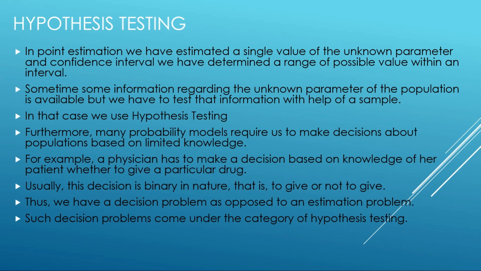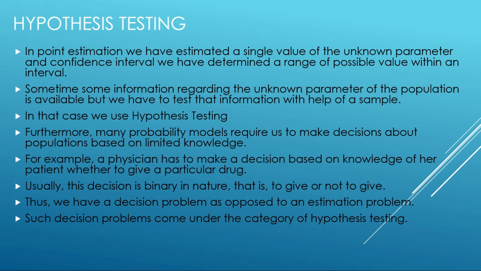Now, hypothesis testing. In point estimation, we have estimated a single value of the unknown parameter, and in confidence intervals we have determined a range of possible values within an interval. This is what we have done so far. Now we look at a special case. Sometimes some information regarding the unknown parameter of the population is available, but we have to test that information with the help of a sample. So here in hypothesis testing, we are testing the information regarding that unknown parameter of the population. This is the purpose of hypothesis testing.